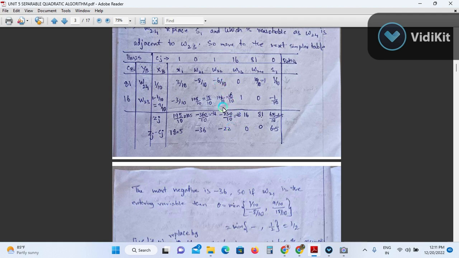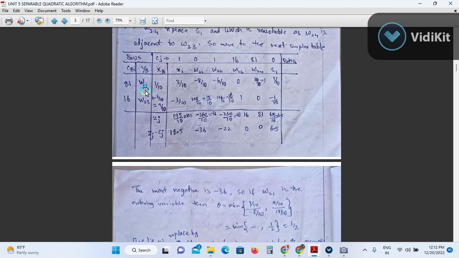The same thing here. Again, this is negative. Therefore, this is the only option. Again, 9 by 10 divided by 16 by 10. So this is the only option. Therefore, this is the pivotal row, this is the pivotal column, and this is the pivotal element. Again, the same concept. W22 replaces W23. Again, W22 is not adjacent to W24. Again, it violates our norms.